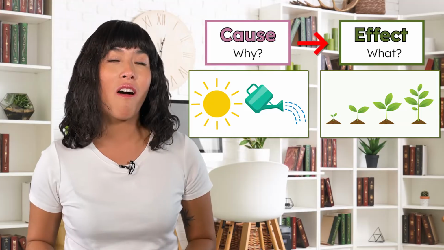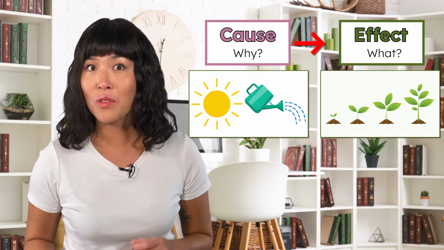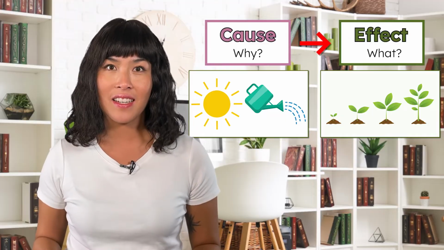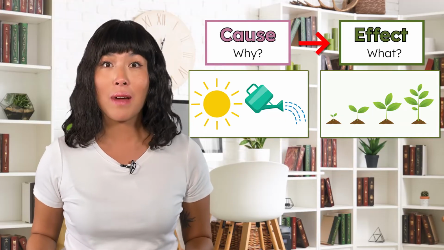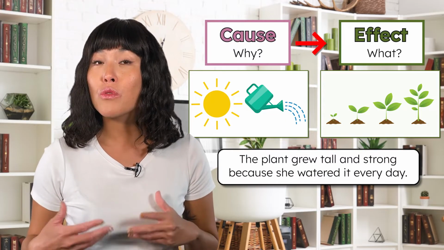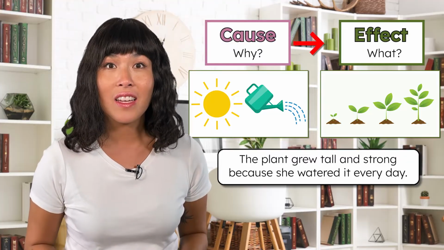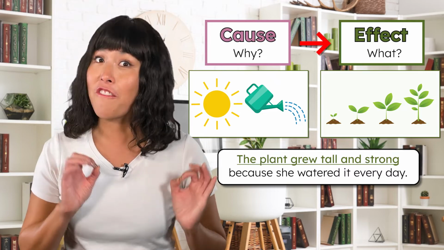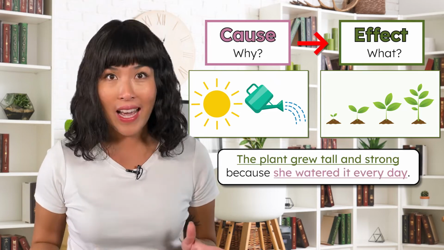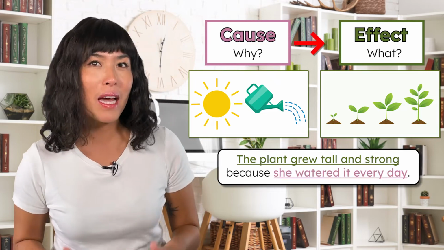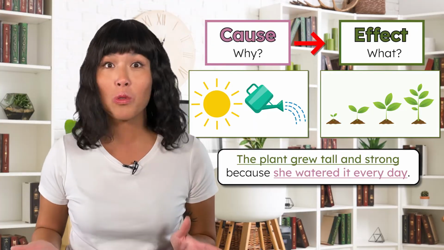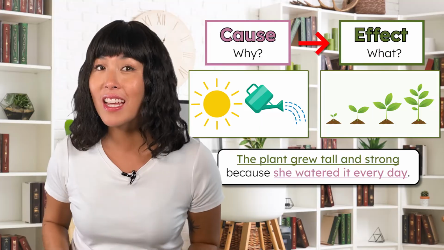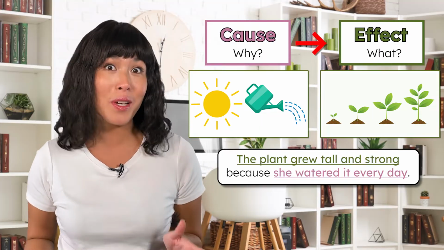Even though the cause always happens first in real life, it might not be written first in the text. For this example, the author might say, "The plant grew tall and strong because she watered it every day." Here we see the effect first, followed by why it happened. Since authors might mention the cause and effect in any order, it's important to look closely and take the time to understand the connection between events.